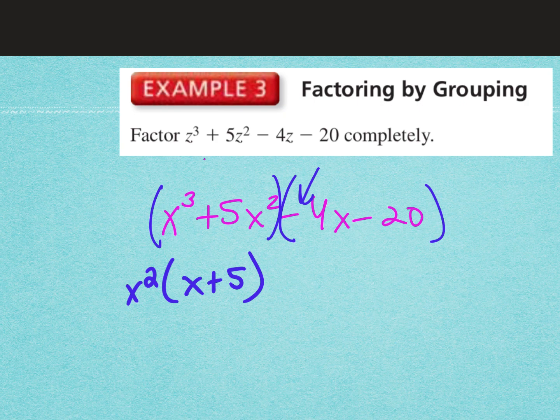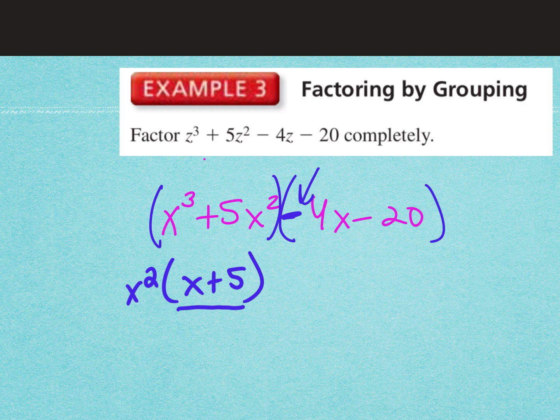Guys, I don't know if you've talked about this before, but when you lead with a negative here, do we like to leave negatives inside parentheses when we're factoring? No. We want to get that negative out. My second parenthesis, I want it to be the same as my first one that I just took out. So what can I take out of -4 and a -20?